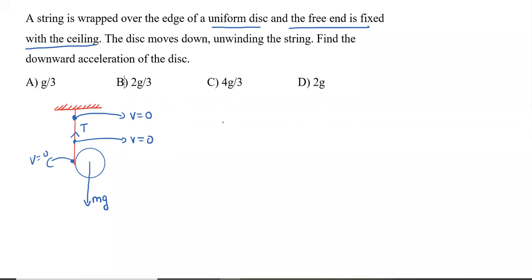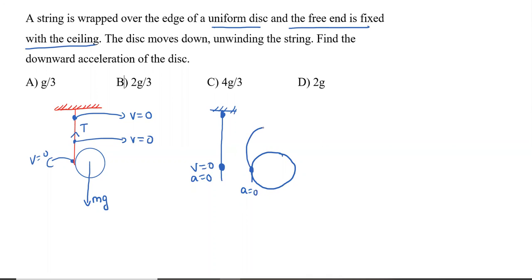If it has zero velocity, it also has zero acceleration. So I'm drawing the string separately. This point of the string has zero velocity and zero acceleration. Why? Because this point which is connected to the ceiling has zero velocity as well as acceleration. Now similarly, considering no slipping, even if it is not mentioned, we assume that there is no slipping between the string and this pulley. So even the pulley point should have zero acceleration.